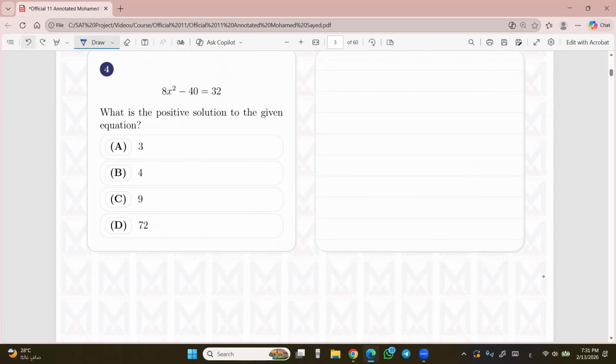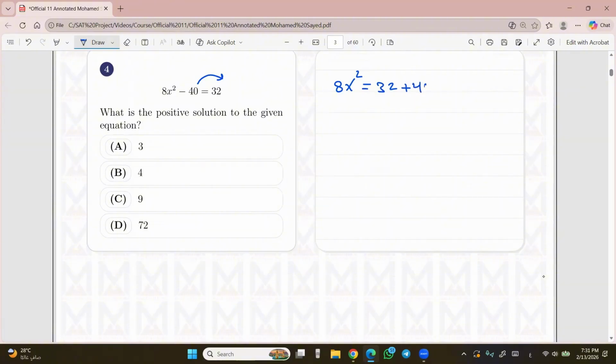But how can you answer this question manually? You can just move the 40. We have 8x squared is equal to 32 plus 40, to make 8x squared is equal to 72. When we divide both sides by 8, you get x squared is equal to 9, and then x is equal to positive or negative square root of 9, but we take the positive only because the question asks so. So the square root of 9 is equal to 3.